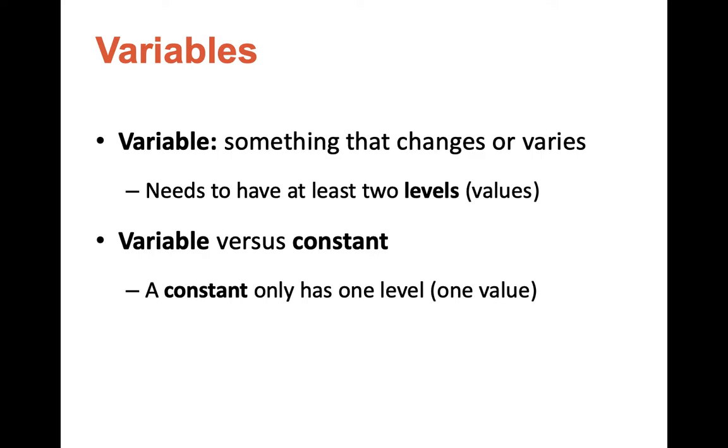A constant is something that doesn't vary. It stays the same, so it only has one level or value. In theory, you could have a variable that could vary, but in a particular setting, it's a constant. If you had only women in your study, for example, gender would no longer be a variable, but it would be a constant because it only had one level. You had all women in your study.